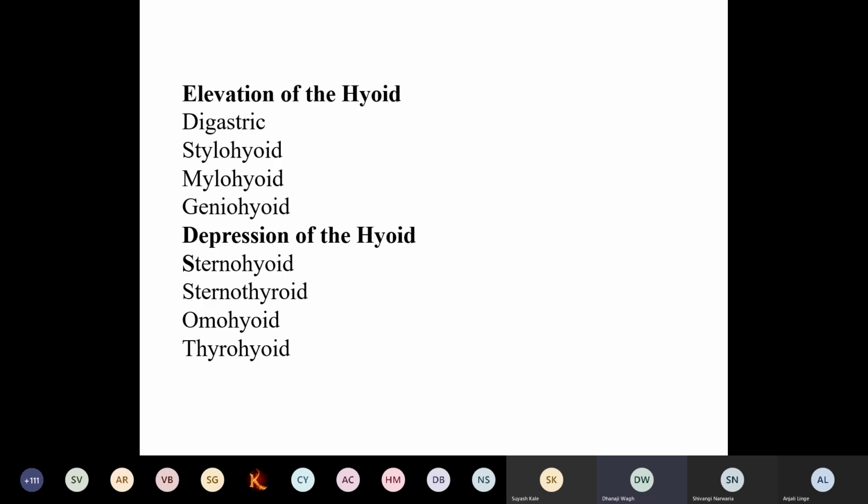Now these are the muscles which elevate the hyoid: the digastric muscle, stylohyoid muscle, mylohyoid muscle, and geniohyoid muscle. And these are the depressors of the hyoid: the sternohyoid, sternothyroid, omohyoid, and thyrohyoid muscles.